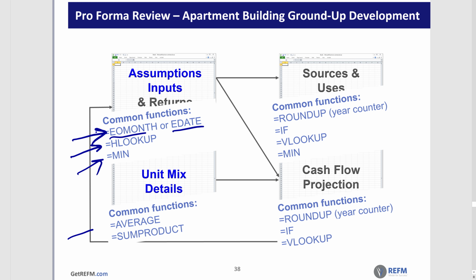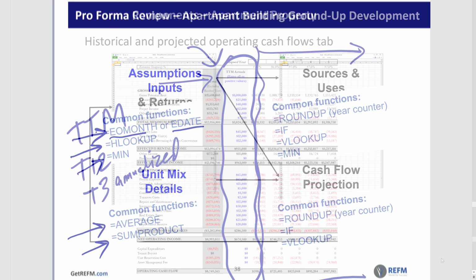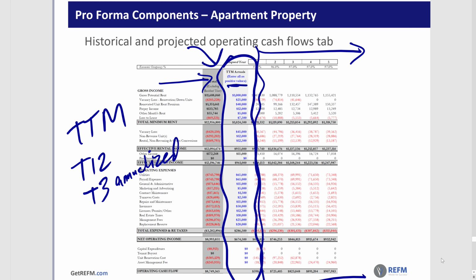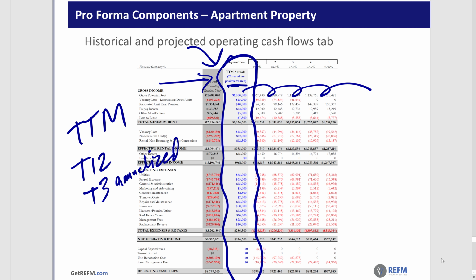For the unit mix, we would likely see the use of the functions AVERAGE and SUMPRODUCT to solve for actuals will serve as the basis for the projection values going forward, simply by applying growth rates to those historicals.